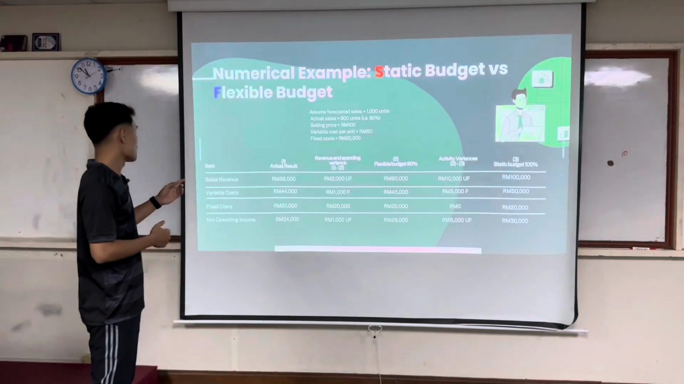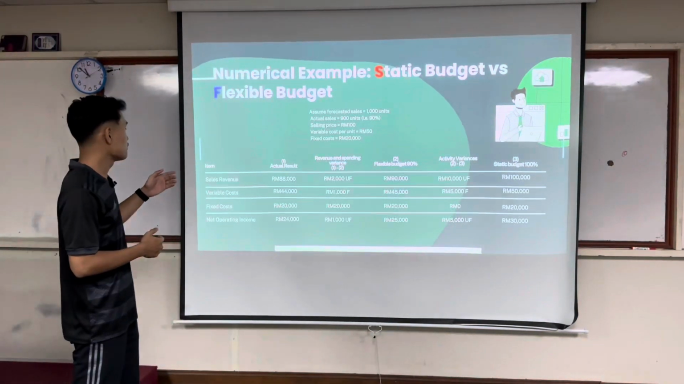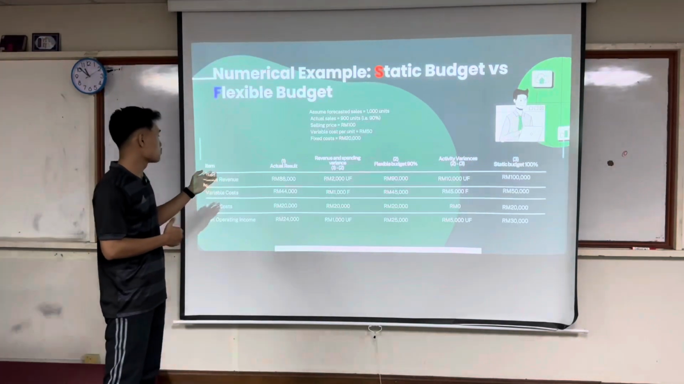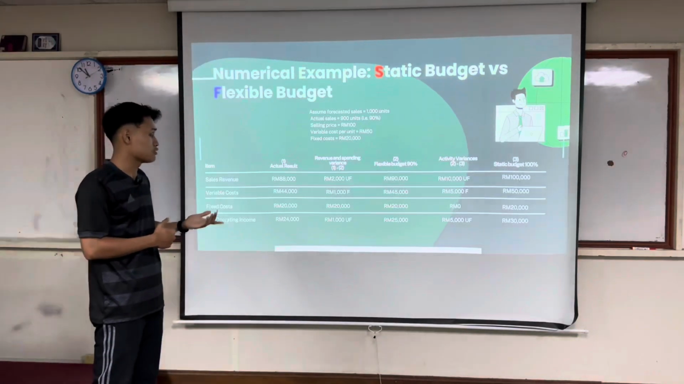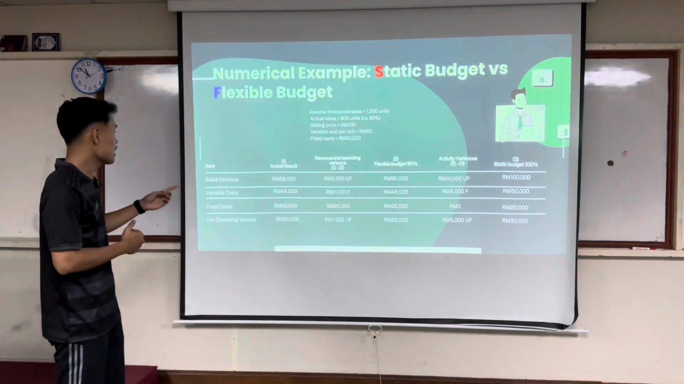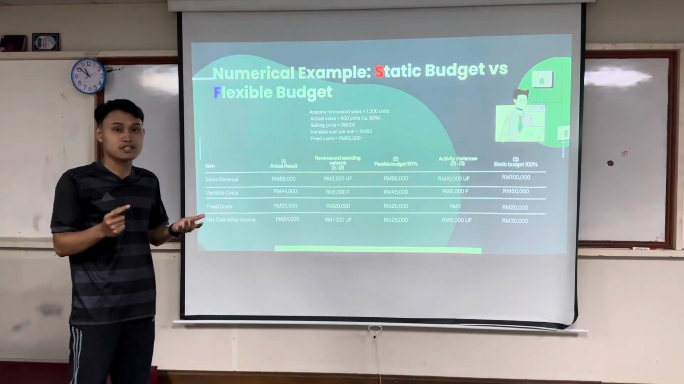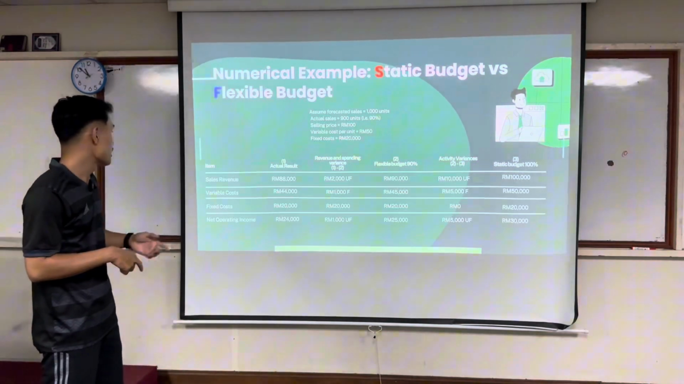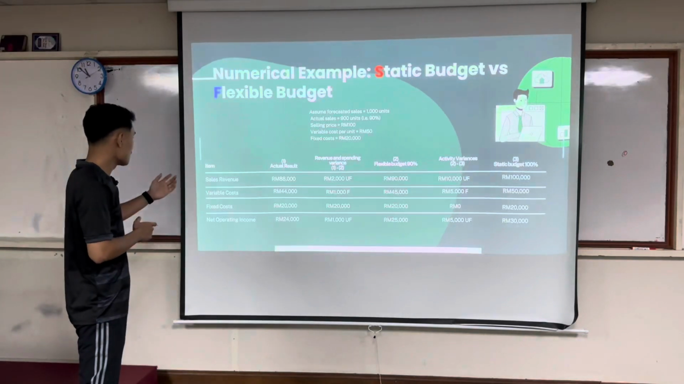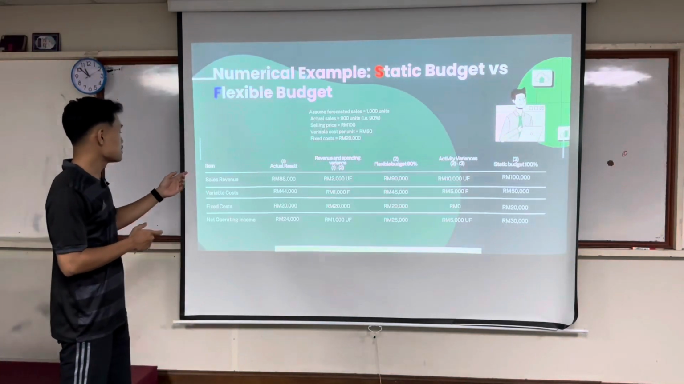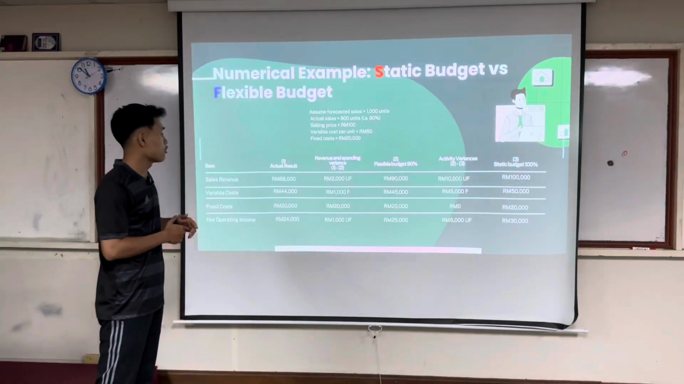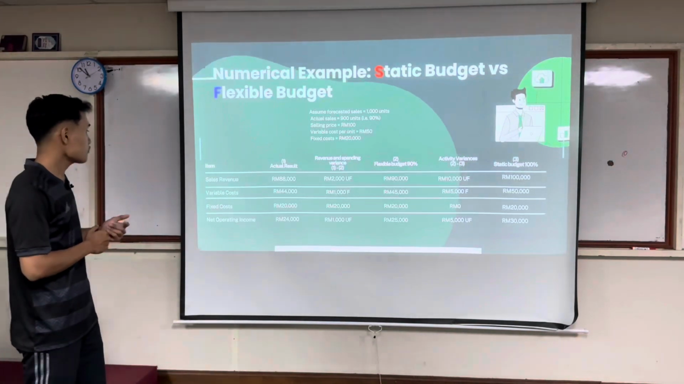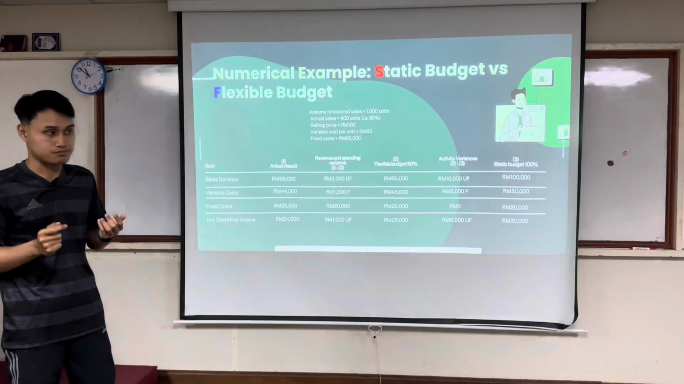So why is there a difference between the actual result and the flexible budget? For example, for the sales revenue, the actual result is 88,000 and the flexible budget is 90,000. It may be because we are giving discounts to customers, so that is one possible reason. And we're also going to look at the variable cost here. The actual result is 44,000 that we incurred, and the flexible budget is 45,000. It differs because maybe we are paying less than expected for the inputs.